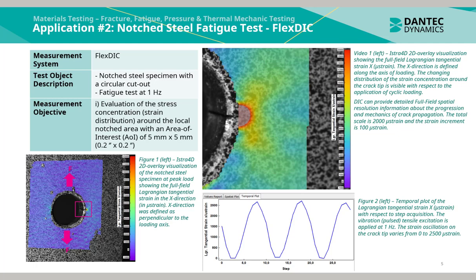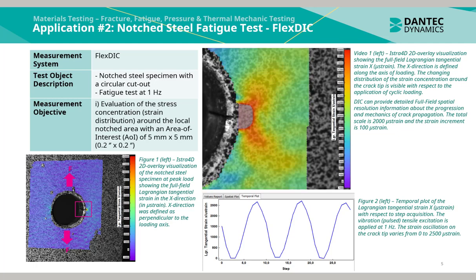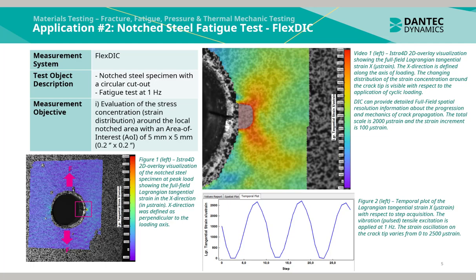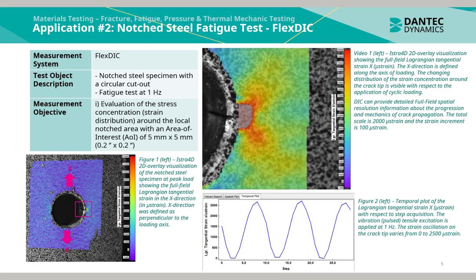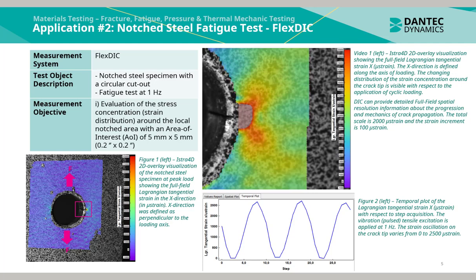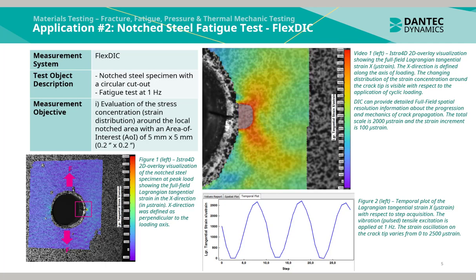In video 1 to the left, the ISTA-40 2D overlay visualization showing the full field Lagrangian tangential strain in the x direction can be seen. The change in distribution of the strain concentration around the crack tip is visible with respect to the application of the cyclic loading. DIC can provide detailed full field spatial resolution information about the progression and mechanics of crack propagation. The total scale is 2000 microstrain and the strain increment is 100 microstrain.